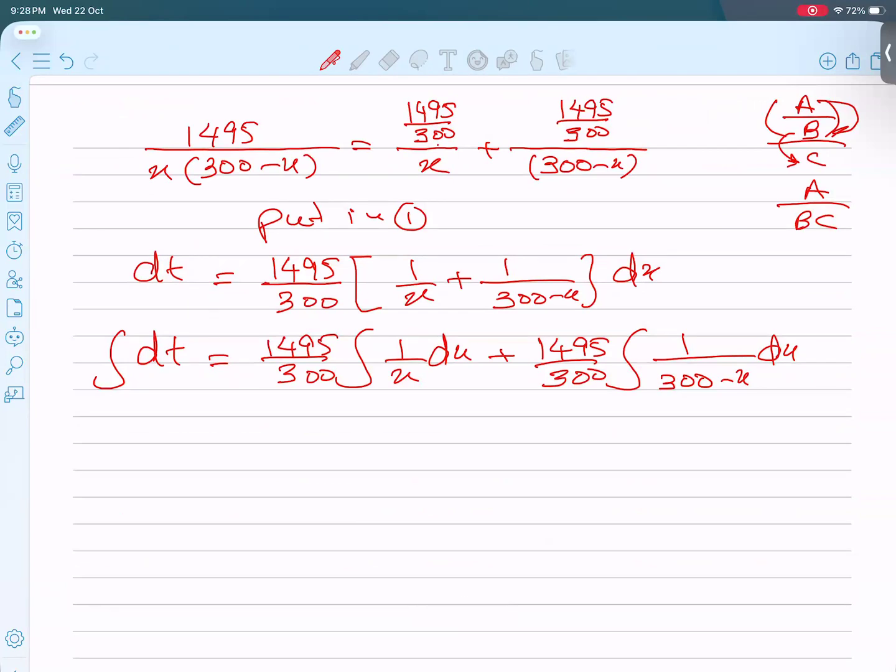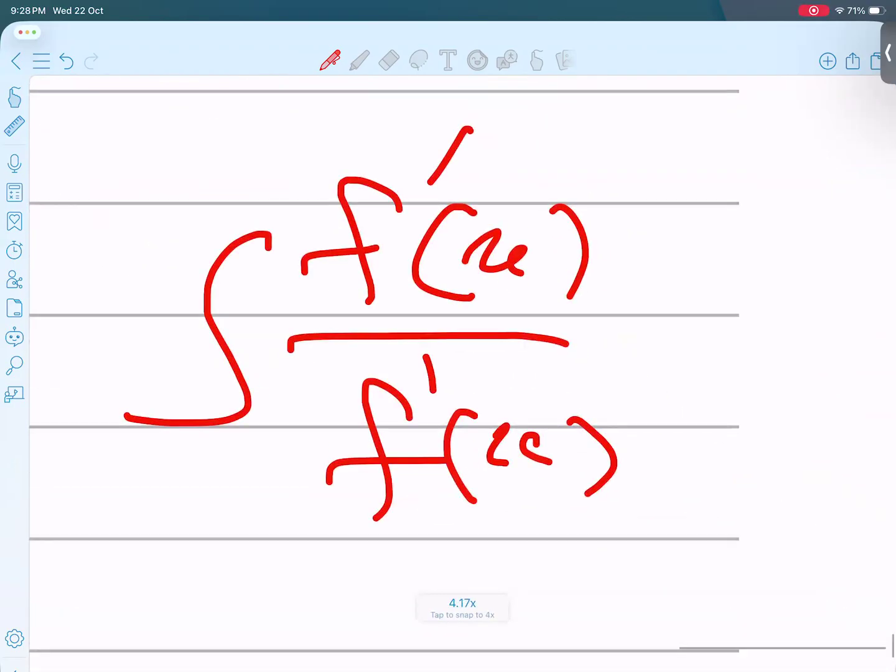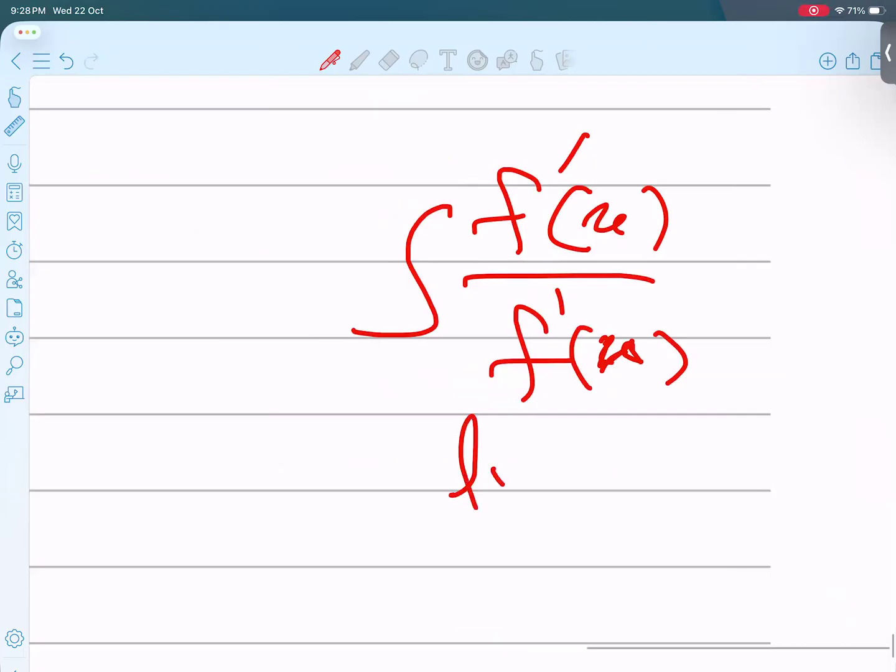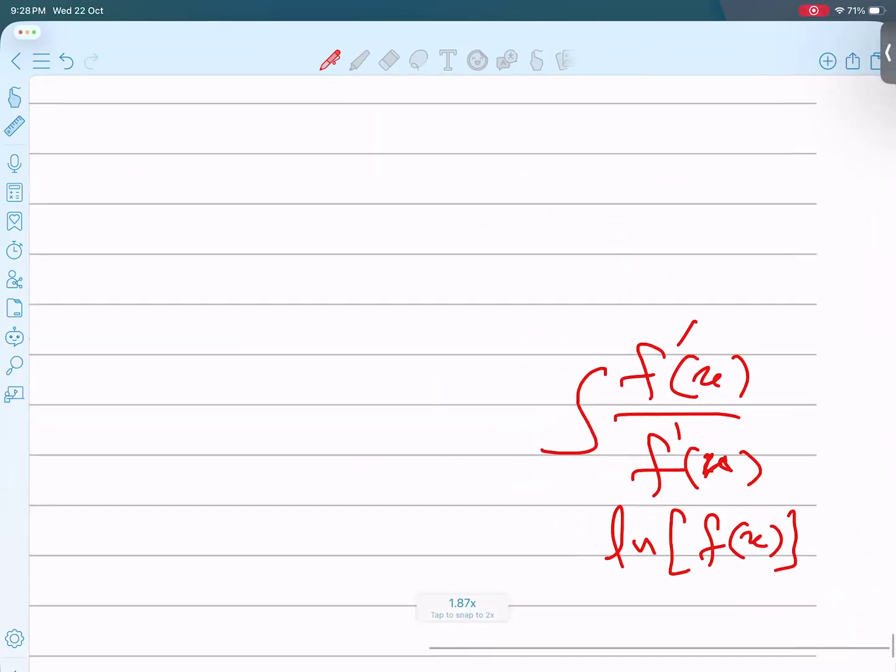You know, student, the basic formula: function in the denominator, its derivative in the numerator, and the power of the function is 1. I repeat, this must be 1. So what is the answer for it? The answer is log of the denominator function. That simple.